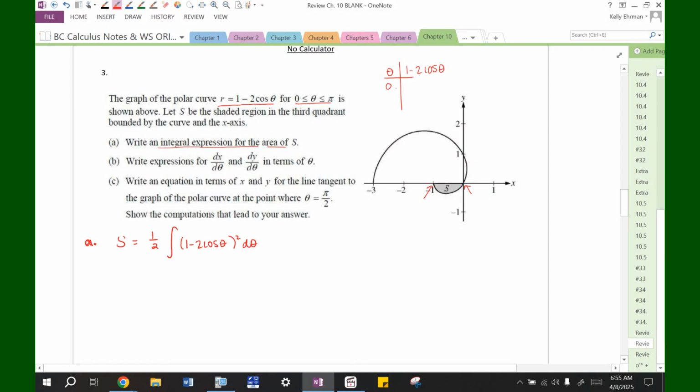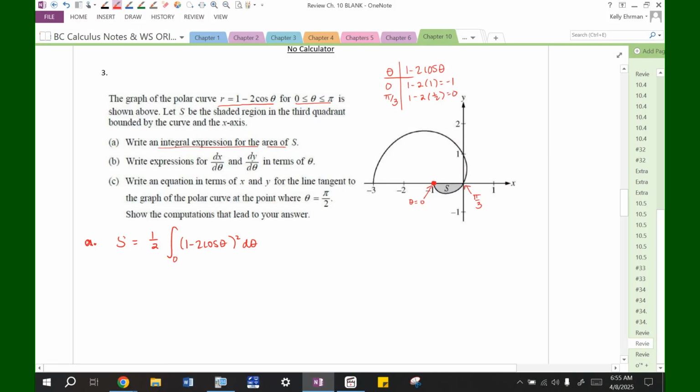So when I plug in 0, I get 1 minus 2 times 1, which is -1. So yes, we start back here. Face 0, go backwards 1. And then what would make this 0? So what makes cosine 1/2? Because it's going to have to be 2 times 1/2. So that's pi over 3. 1 minus 2 times 1/2 is 0. Or you could set 1 minus 2 cosine theta equal to 0 and solve. But yeah, that's pi over 3.